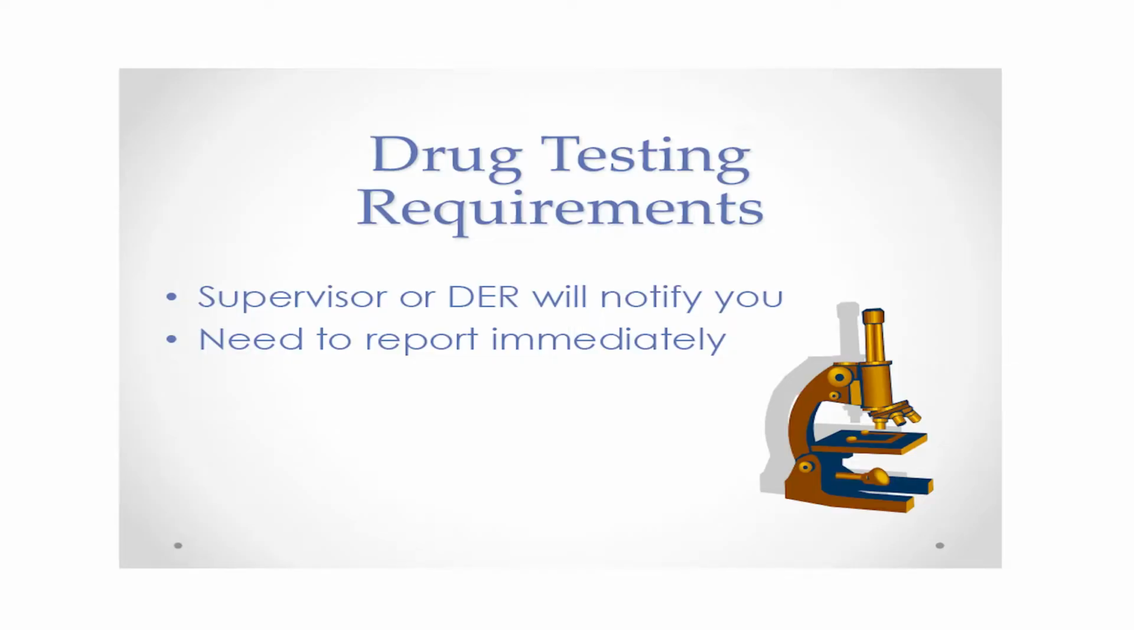Now, drug testing requirements: your supervisor or DER, whatever your designated employee representative is, will notify you whether you got picked for the random, or the designated employee representative will notice any reasonable suspicion characteristics, and then they will notify you to go take a drug screen. And then you need to report immediately when you're told about the drug screen, whether it's random or reasonable suspicion. You need to go immediately, within a reasonable amount of time that the employer asks.